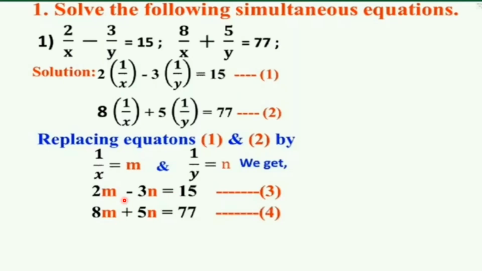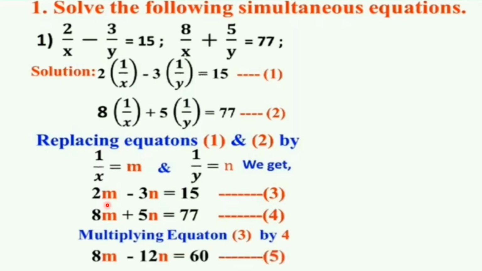Understood? Now, if you look at these two equations, they have two variables, isn't it children, m and n. But the coefficients of these equations are not equal. Here n has minus 3, here n has plus 5, whereas m has 2 in one equation and 8 in the other. So what we need to do is make the coefficient of any one of the variables the same. For that, I will multiply equation 3 by 4.